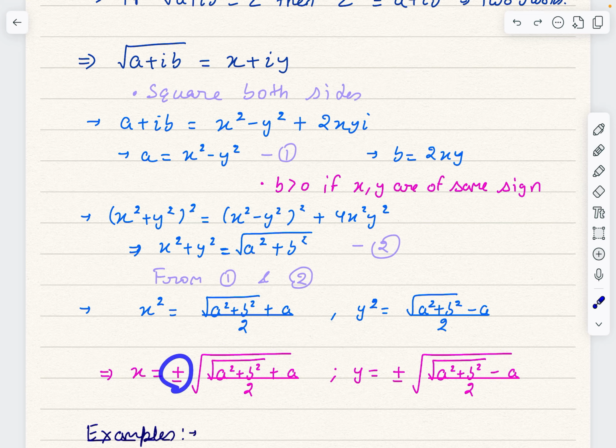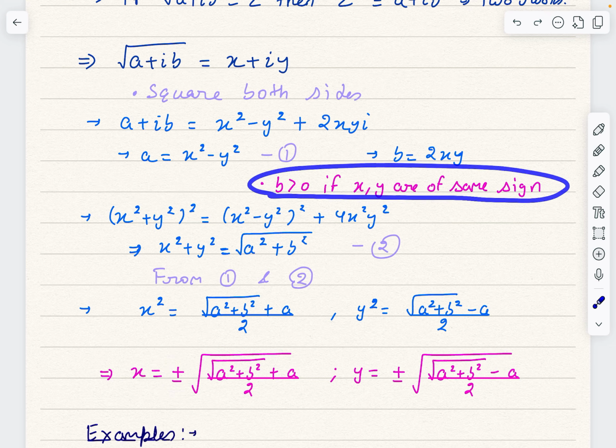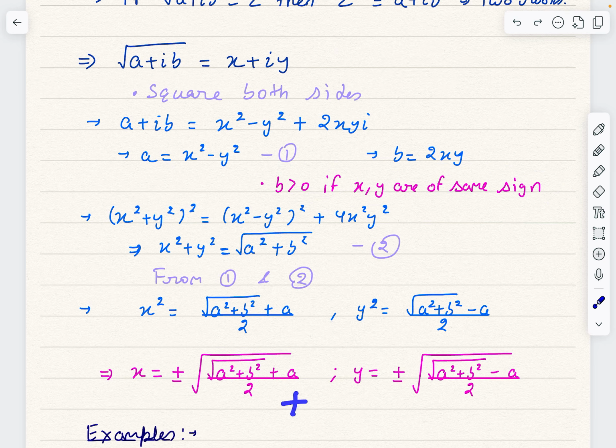Now you will say plus minus here, 4 cases. No, there will not be 4 cases. This plus minus sign will define if the value of x is positive or negative. What values we can take will depend upon the sign of b. If b is positive, then x and y are of the same sign, so we'll take one case by taking both positive and one case by taking both negative. And if b is negative, then x and y will be of opposite sign. So if I take x positive, I'll take y negative, and when I take x negative, I'll take y positive. So you can remember this direct result also.